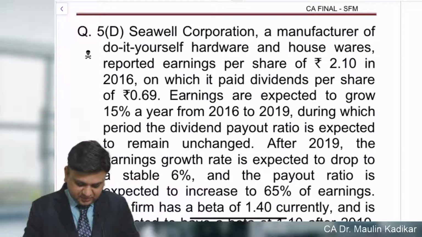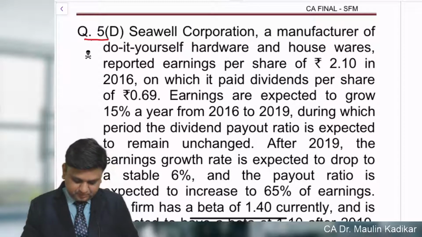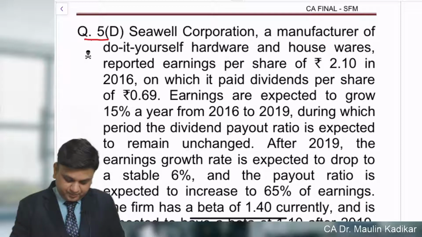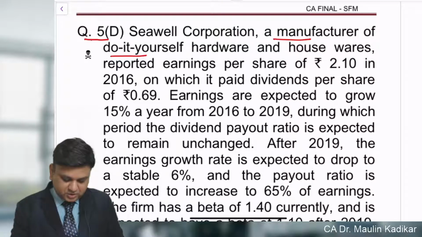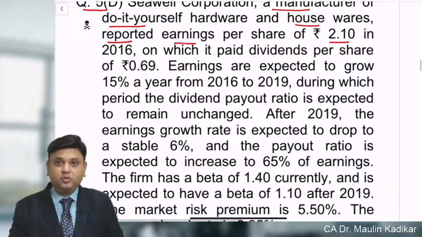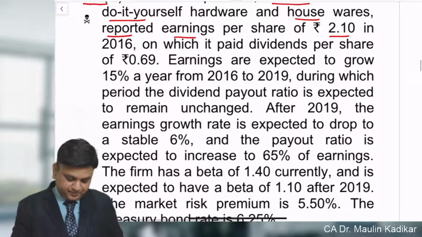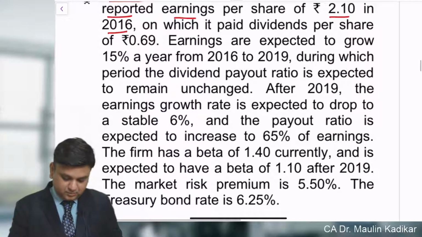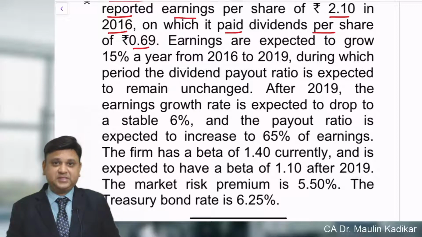Starting with question number 5D. Seawell Corporation, a manufacturer of do-it-yourself hardware and housewares, reported EPS of 2 rupees 10 paise in the year 2016, on which it paid dividend per share of 69 paise.